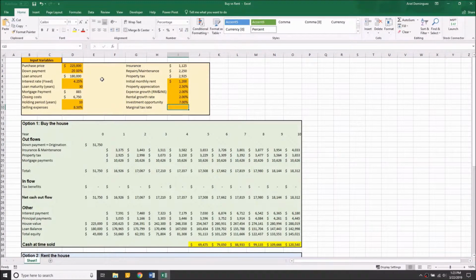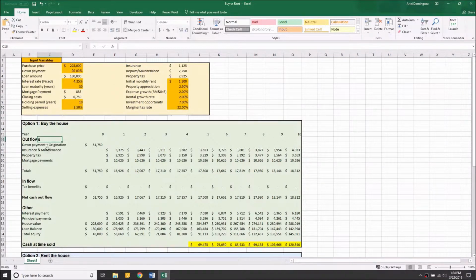Now, the marginal tax rate, this is used to calculate the tax benefit that you get as a homeowner by deducting your property taxes and your interest payments, but this really isn't that big of a factor anymore due to the change in the standard deduction, and I'll get to more on that in a second. But now that we have all the inputs and all the data placed inside the Excel sheet, we can go ahead and take a look at the option of buying the home.